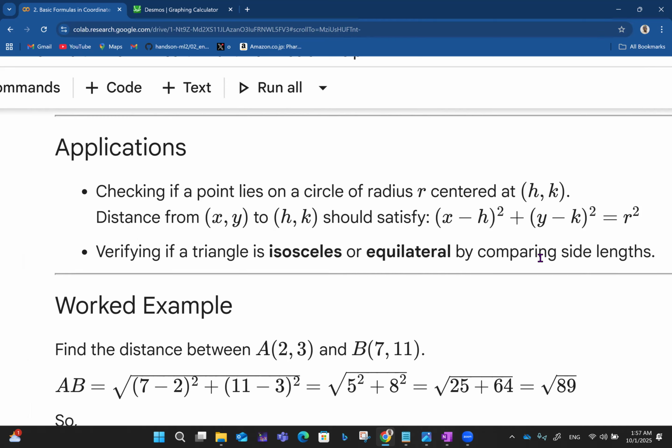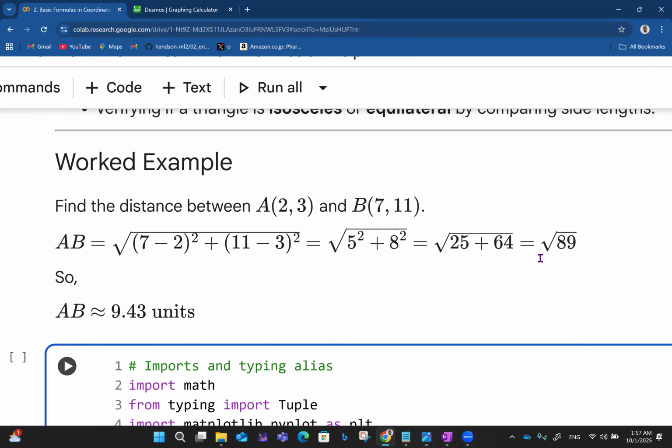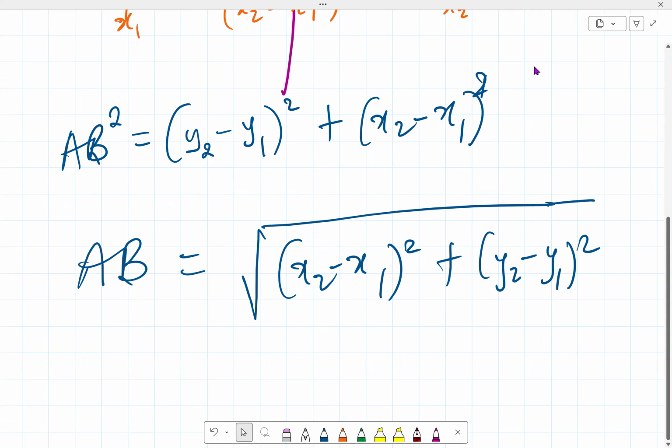Okay, so then we talk about a worked example. We want to find the distance between A(2, 3) and B(7, 11), right? A(2, 3), then B(7, 11).